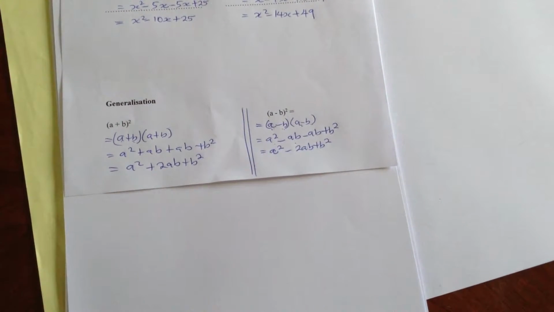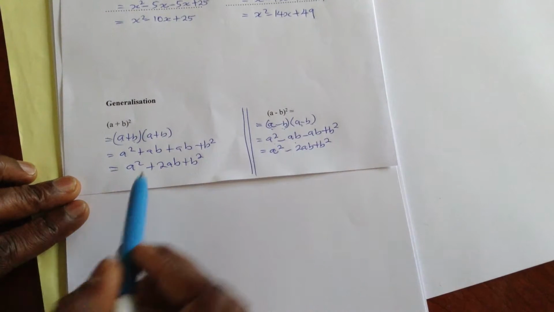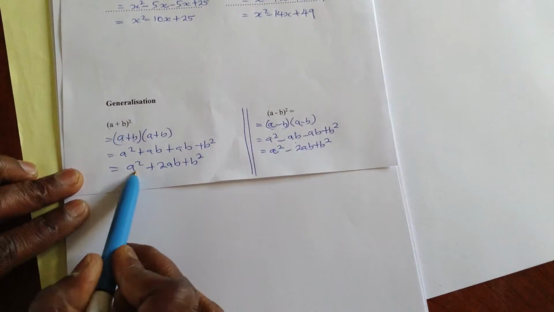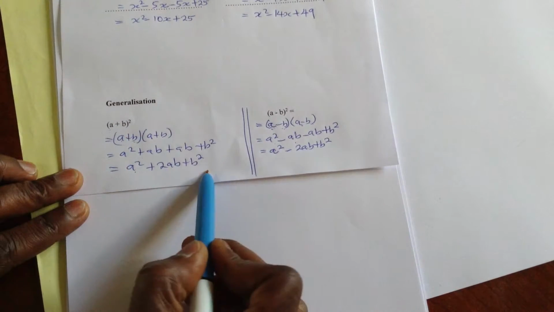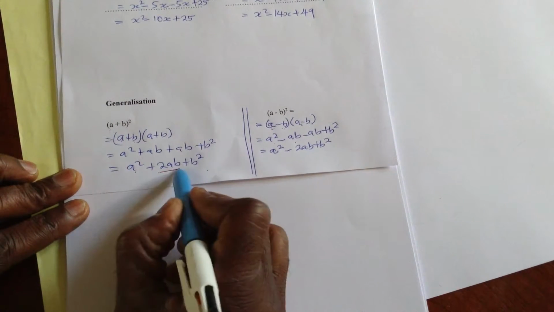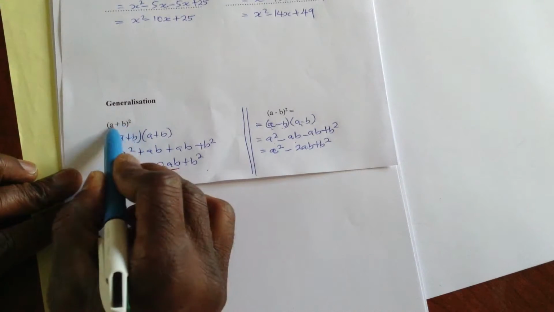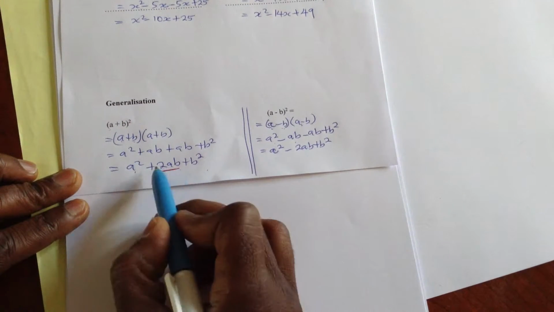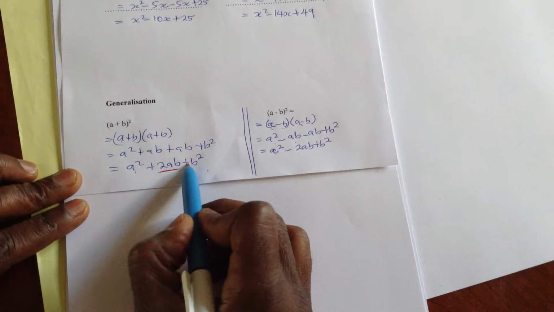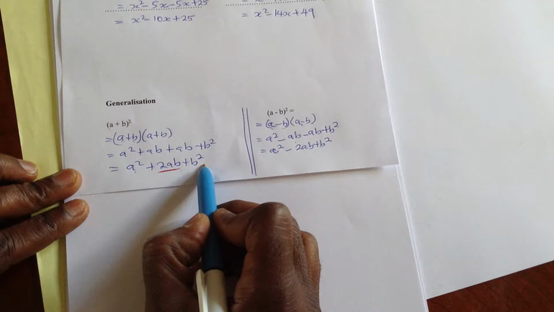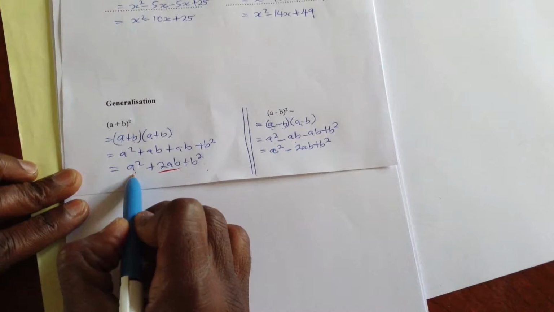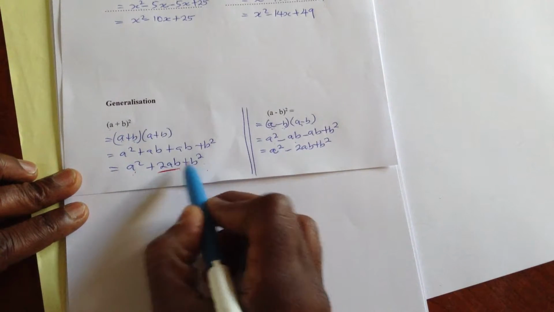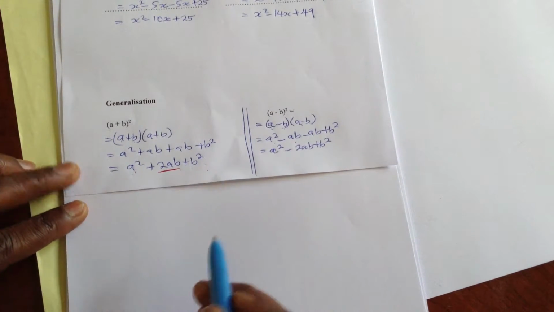Now, if you study the generalization, you notice a pattern. That is, a squared is here, and then b squared is the last term. What is in the middle is the product of a and b, twice the product. So it's first term squared plus twice the product add the last term squared. So let's try it.